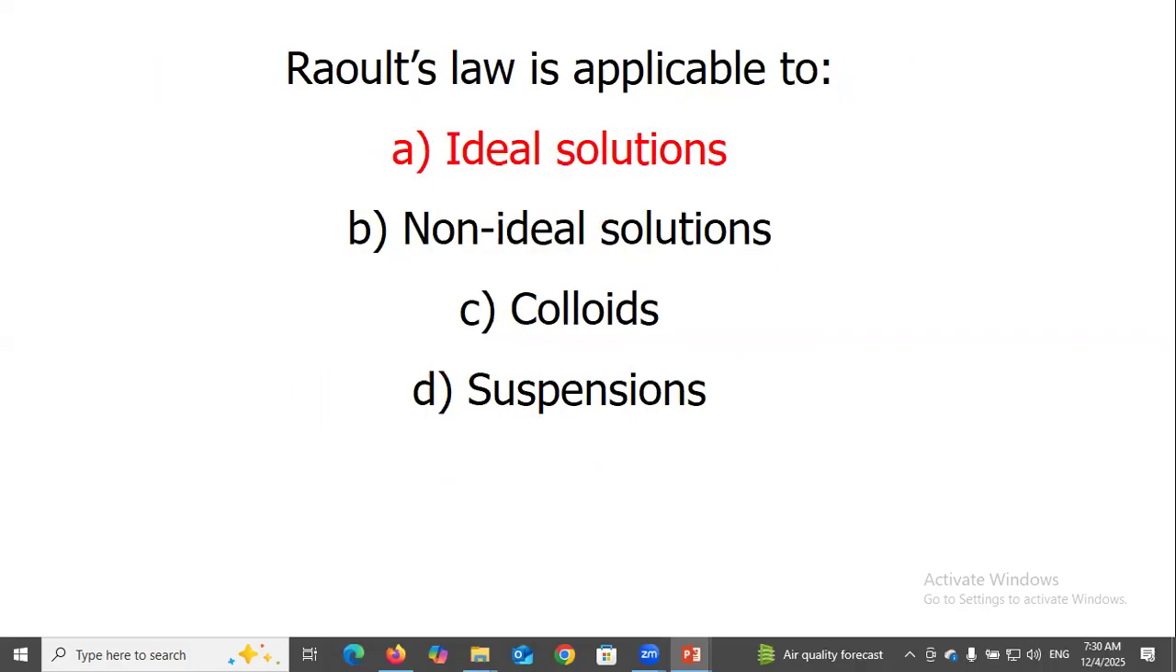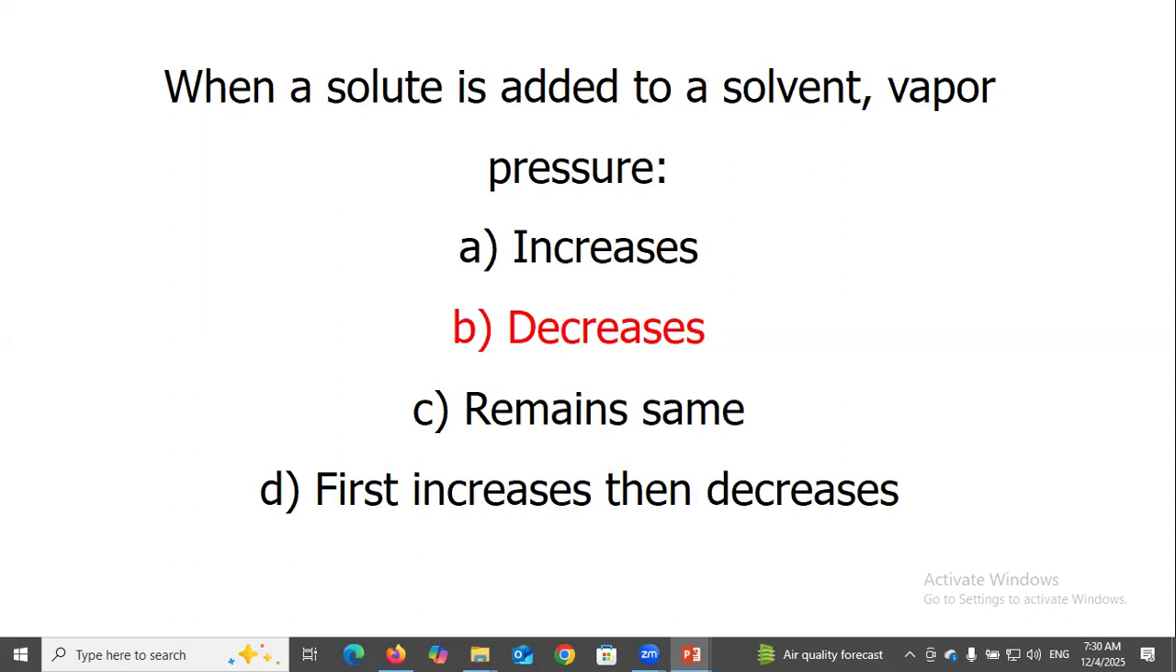Raoult's law is applicable to ideal solutions, non-ideal solutions, colloid suspensions: ideal solution. When a solute is added to a solvent, vapor pressure increases, decreases, remains the same, or first increases then decreases. The correct option is B, decreases. When a solute is added to a solvent, vapor pressure decreases.